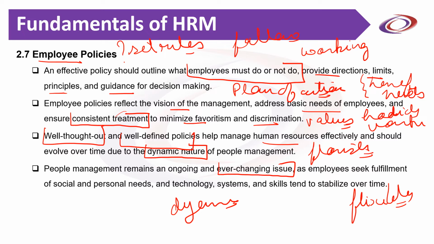You want to learn about the new technologies, systems, and skills. That is, they tend to stabilize over time. So these are how the policies evolve over a period of time. So it is a flow concept. It evolves over a period of time. Definitely it is created at the starting of the organization, at the beginning, but then over the period of time, whenever necessity is there, the policies can be evolved and amended.